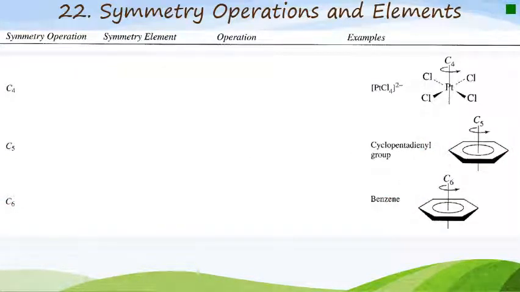Okay, some more examples. C4. Again, the symmetry element and operation are the same as before. In this case, the rotation is a movement by 90 degrees. A C5 is a movement by 360 divided by 5. I'll leave it for you to work that out. And then finally C6, which is 360 divided by 6, which is 60 degree angles. So you have 6 of those.